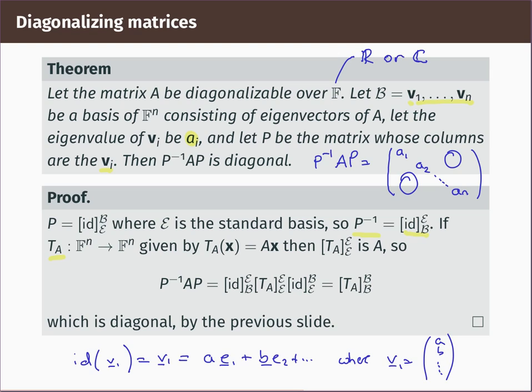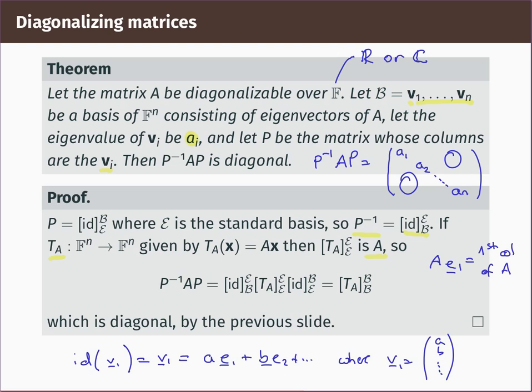Now if we let TA as usual be the linear map given by left multiplication by A, then the matrix of TA with respect to initial and final bases, the standard basis, is just A again. The reason for that is that TA of the first standard basis vector is equal to A times the first standard basis vector, which is equal to the first column of A. So the matrix of TA with respect to initial basis, the standard basis, and final basis, the standard basis, has its first column equal to the first column of A, and its second column equal to the second column of A, and so on. So in fact, it is the matrix A.